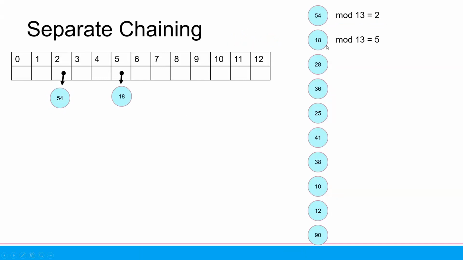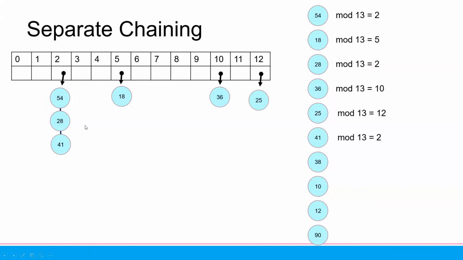What about 18? 18 mod 13 equals 5. Then I will put it into index 5. 28. 28 mod 13, it is 2. Because I already have 2. But no problem. We are going to create a chain. That's what is meant by separate chaining. 36 mod 13 is 10. 35 mod 13 is 12 here. 41 mod 13 is 2. Okay, then I will create a new element here. So this is another, this is what we call separate chaining.